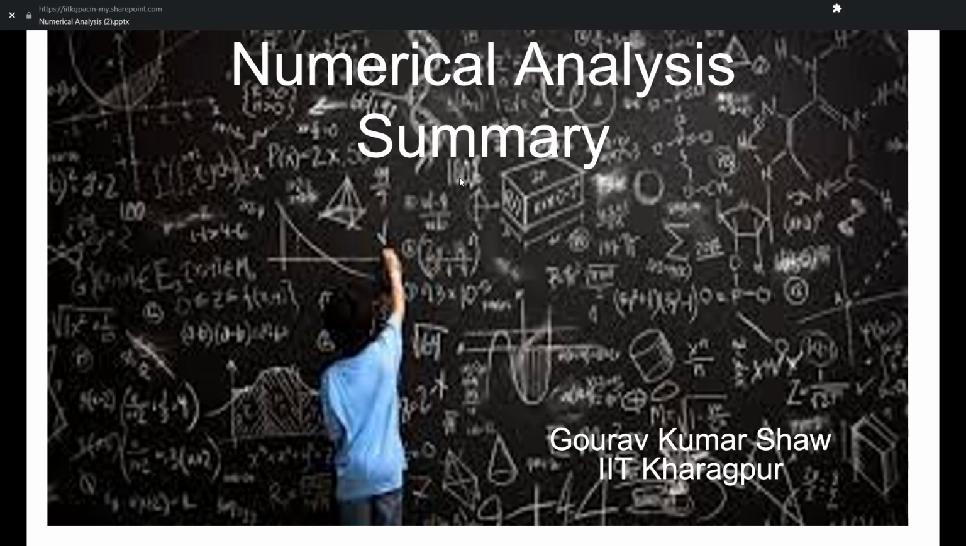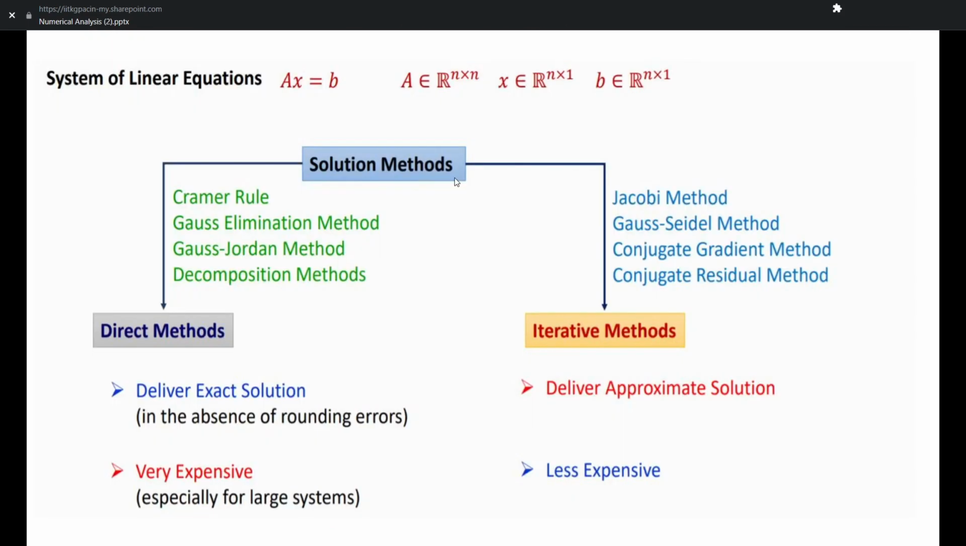Hello, this is a short summary for numerical analysis. So let us consider the system of linear equations Ax = b, where A is an n×n matrix. There exist two different types of solution methods, called direct methods and iterative methods.